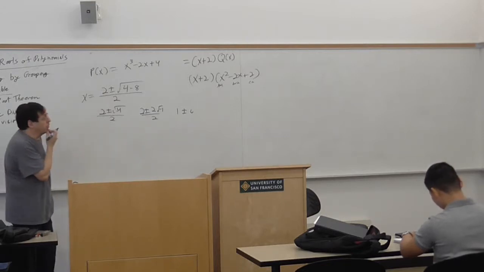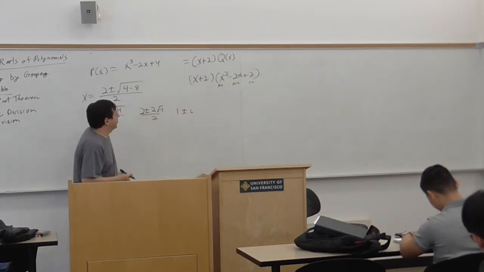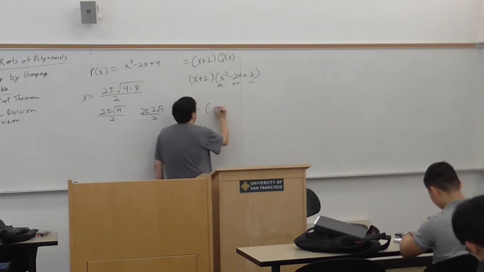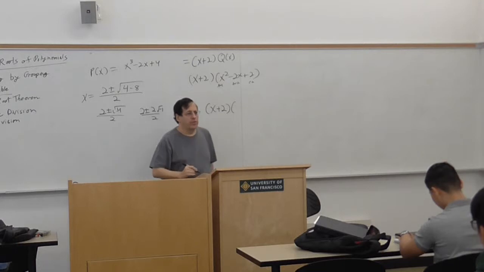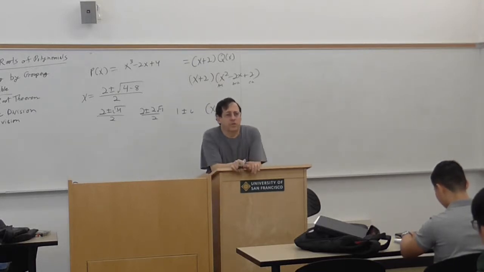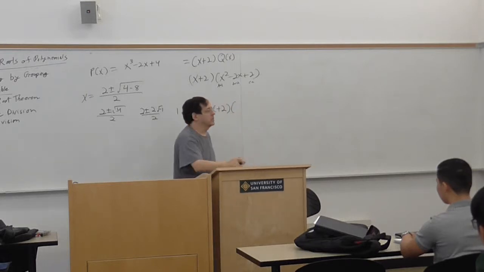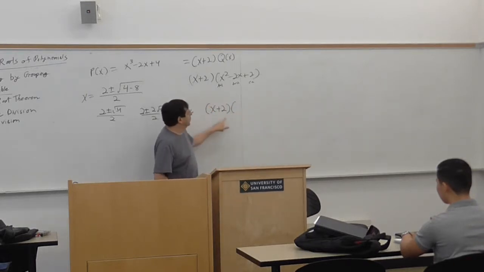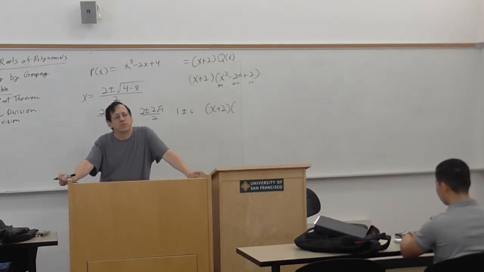So, I know the roots of this. What are the factors? It's going to be x plus 2. You already found that. What's another factor? I know the roots. What's the other factor? What's the next factor?